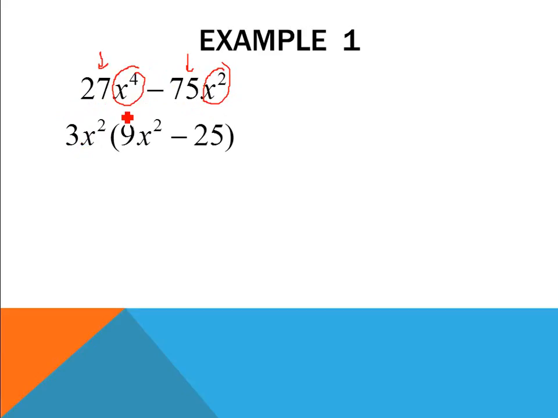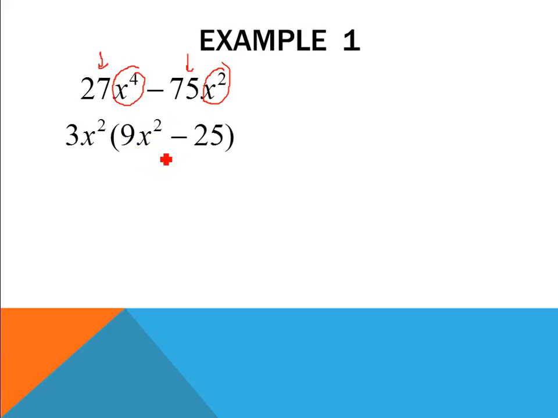Now 3 times 9 gives me 27. X squared times x squared gives me x to the fourth. And then 3 times 25 gives me 75. So that's why I put 25 here. Negative just carries down. And then 3x squared times 25 will give me negative 75x squared. Now this is a special case of difference of two squares. If you recognize the form, which you should realize that this will factor to 3x plus 5 and 3x minus 5.